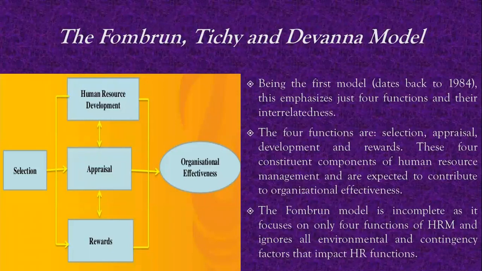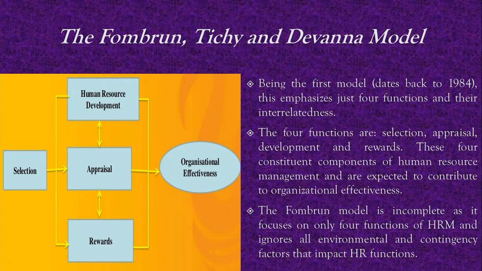The first one is the Fombrun, Tichy and Devanna model. Now according to this model, they say that in order to measure the effectiveness of a company or an organization, we need to understand that there are certain factors or functions which have to take place mutually in a very cohesive and coordinated manner. Only then will you be able to achieve the effectiveness, the overall outcome of the company. So those four factors or functions are very important and essential components of human resource management for that particular company under study.